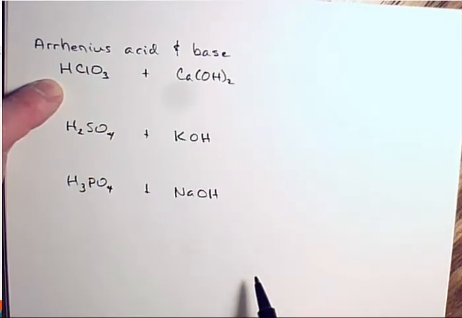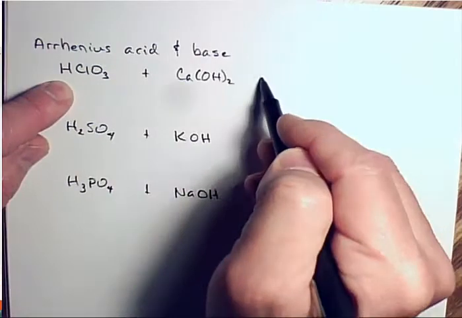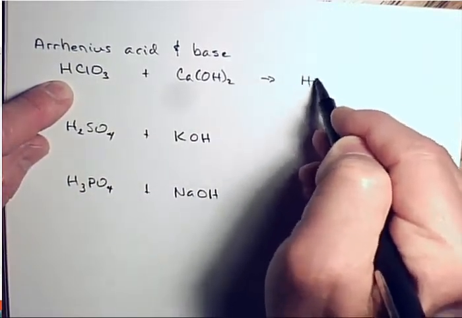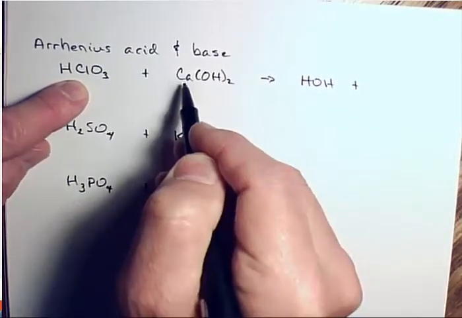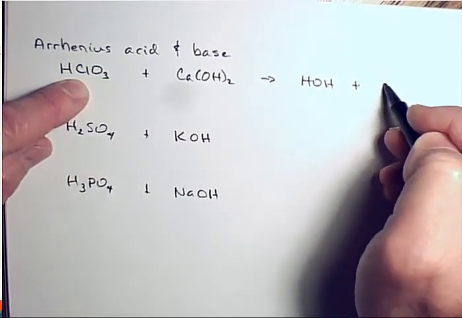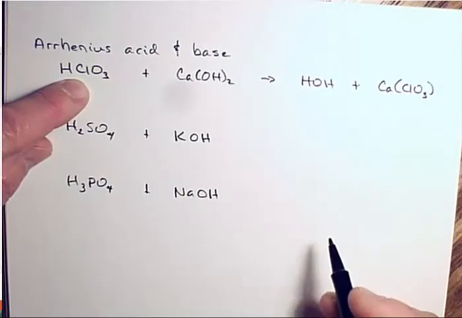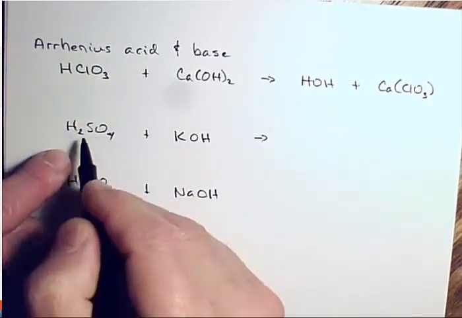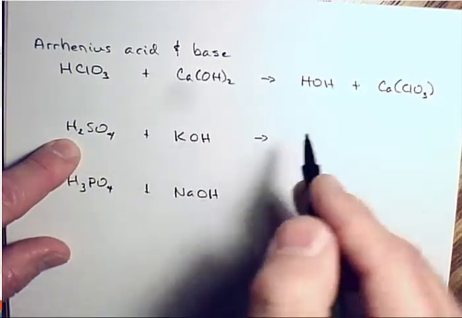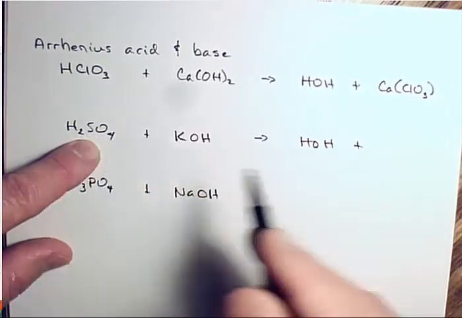So an Arrhenius acid-base reaction is going to react this acid with this base, for example, and the hydrogen is going to join up with the hydroxide, and we're going to get water. And this calcium is going to join up in this case with a chlorate ion, and we get calcium chlorate. In this case, it's the hydrogen on the front of this sulfuric acid. It's going to join up with the hydroxide. We're going to get water, and the potassium is going to join up with the sulfate.